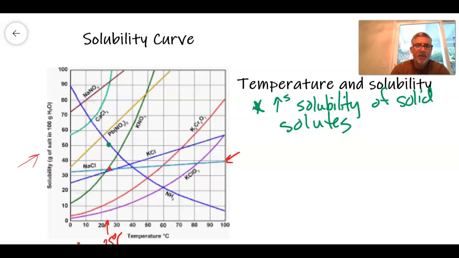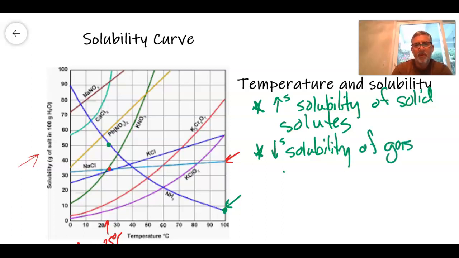But if I come up to 100 degrees, right here, I can dissolve less than 10 grams. So it's important to know it decreases solubility. Ammonia will turn into a gas as it's heated, and that's why it decreases its solubility. All right.